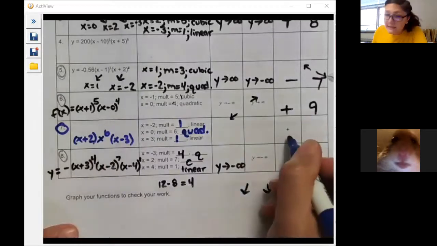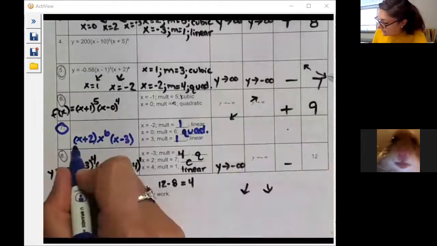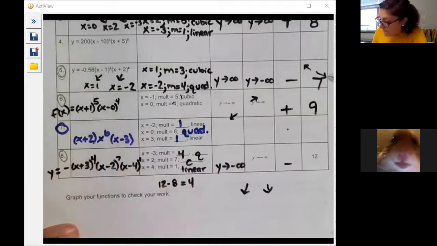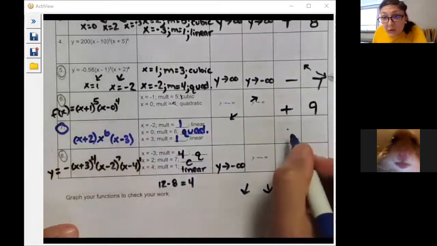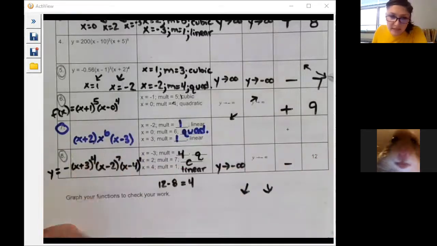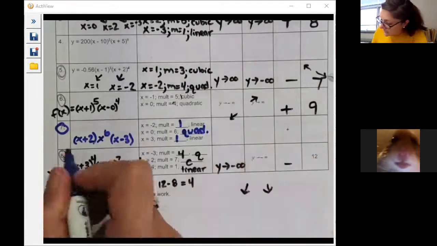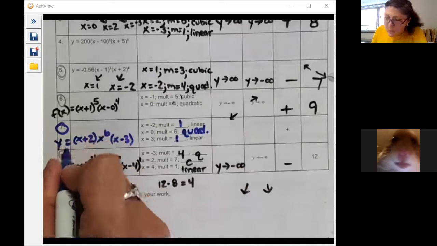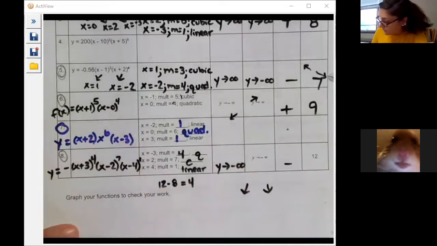I also know that the sign of my lead coefficient is positive. That means that this will work as my function. If it were negative, I would just have to put a negative in front. Since it's positive, I can leave it exactly as it is. And again, y equals or f of x are both fine here.